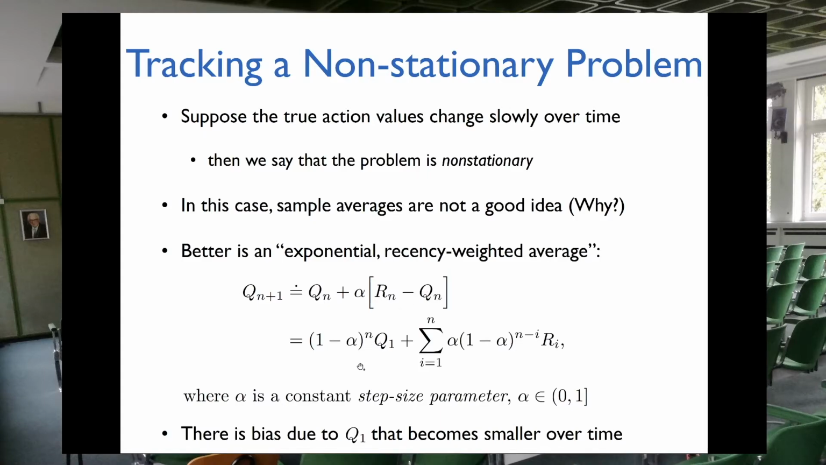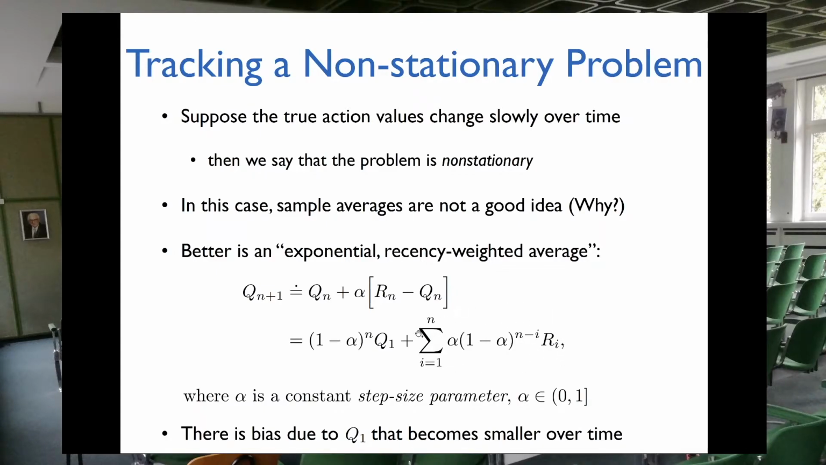And one way to do that is to consider this expression here, where the Q value for an action in time step n plus 1 will be defined as this expression, where you will have here (1 minus alpha) to the exponent n, times q1, where this q1 is the initial q value. Remember that you need to initialize the q values for every action. This is the initial q value, plus the sum from i equals 1 to n of this product here, alpha times (1 minus alpha) to the n minus i. And this is times the reward.